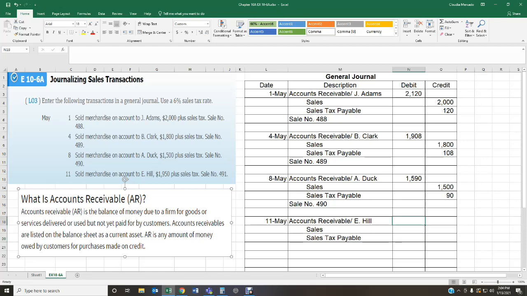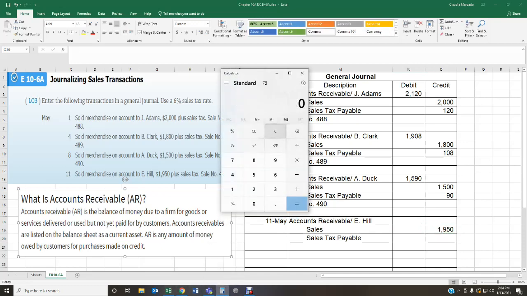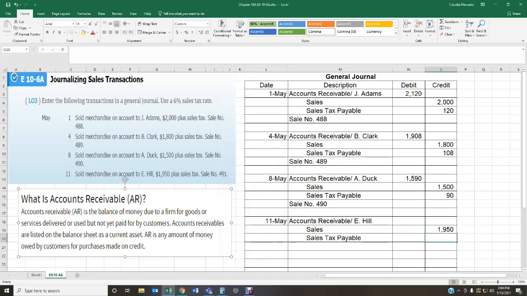So how much did we sell on account? We sold $1,950. Hill is responsible for taxes. So we're going to take the $1,950 times the 6% tax rate, and that's going to give me taxes of $117. So how much does Hill owe me? Well, Hill owes me $1,950 of merchandise plus $117 of taxes. That means that Hill owes me $2,067, and that is for cell number 491.